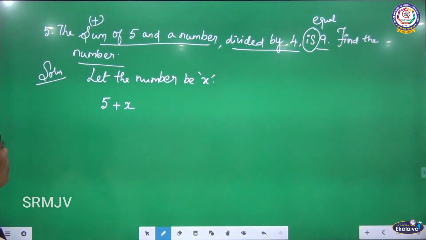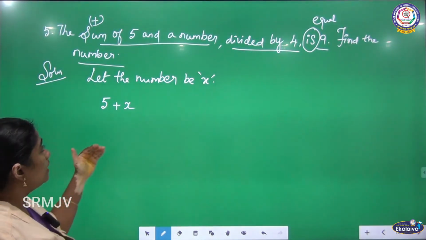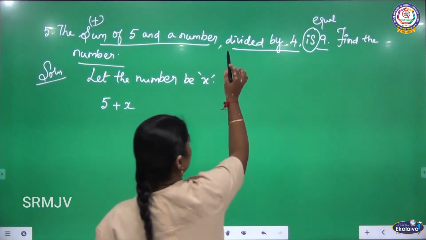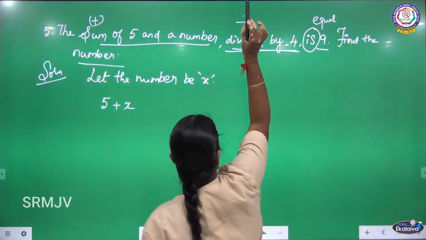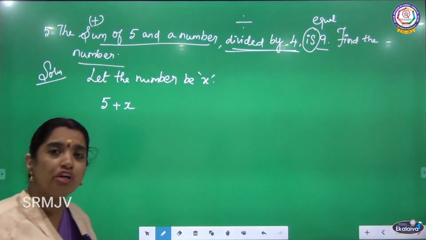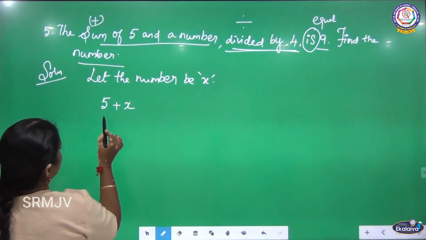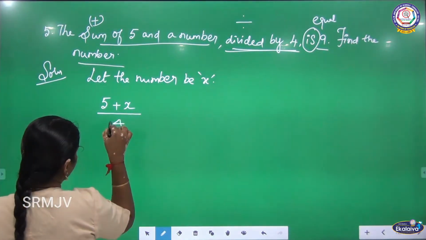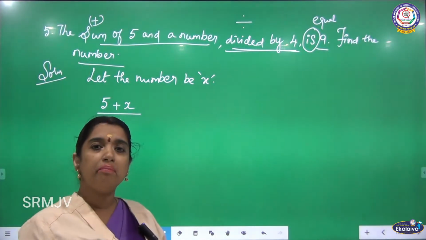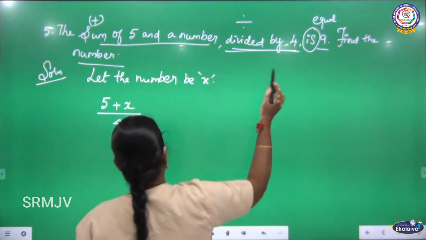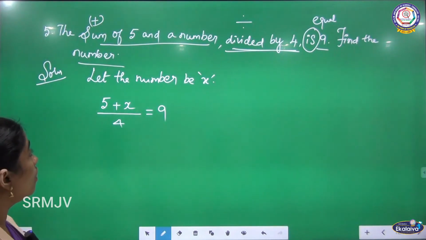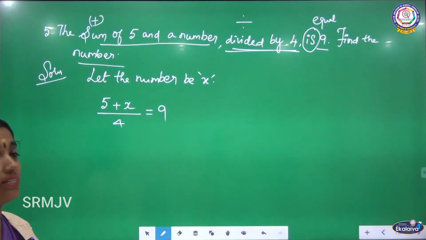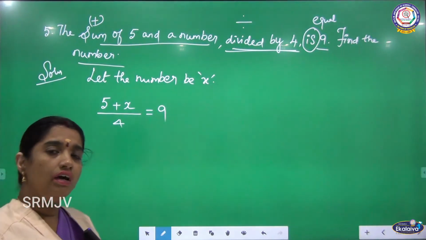Is it clear? Because of the sum of 5 and a number statement, how do I have to frame the equation? 5 plus x, as well divided by 4. So divide means which symbol do I have to use in the arithmetic operation? Division symbol. So divided by 4. Got it? Divided by 4 is 9. So is 9 is what? Is equal to 9. Got it? According to the statement, I frame the equation. Now I am going to find out the x value.